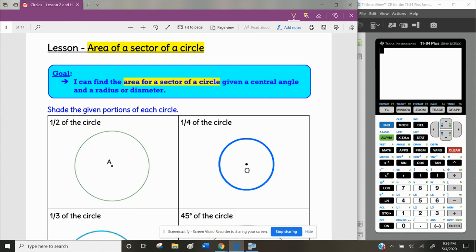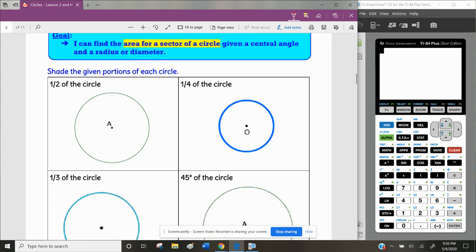This is Numbers with Nicole, and we're continuing with our circle unit, and our lesson is on area of a sector of a circle. So our goal for this lesson is we're going to be able to find the area for a sector of a circle. It could be a shaded area, a region, just a part of the circle, not the whole thing. We're going to end up finding the whole area, but here we're just looking for a piece of it.